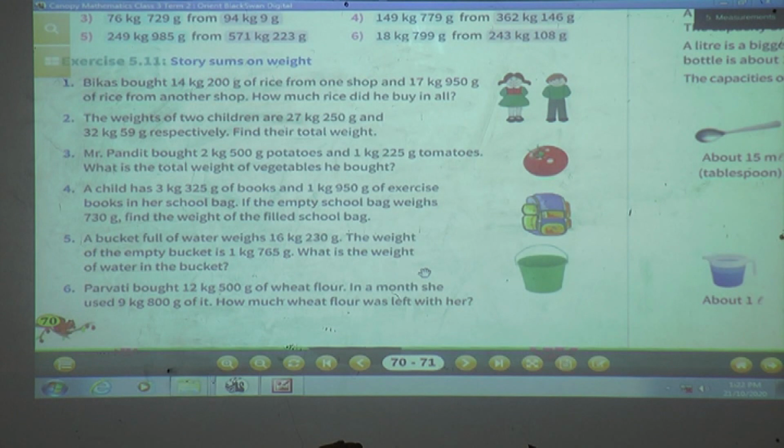Okay, and in that some books are there, and the weight of the books is 3 kilogram 325 gram. And some exercise books are there, and the weight of those exercise books is 1 kg 950 gram. And the question is, find the weight of the filled school bag. Filled school bag means when we add these three weights, then we will get the weight of the filled school bag. So let us do the addition here.